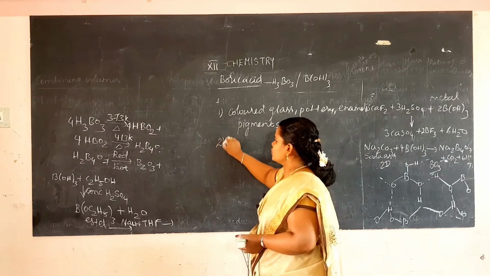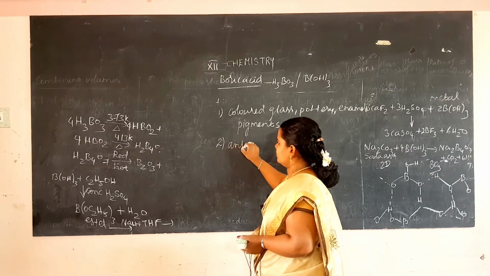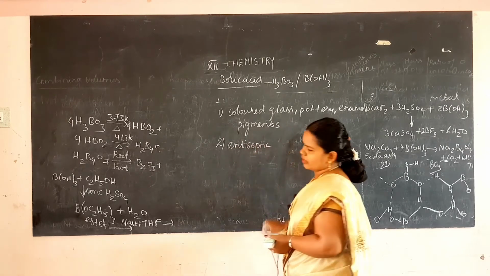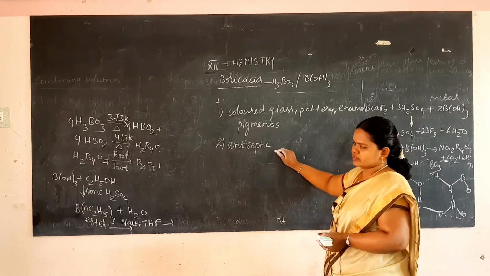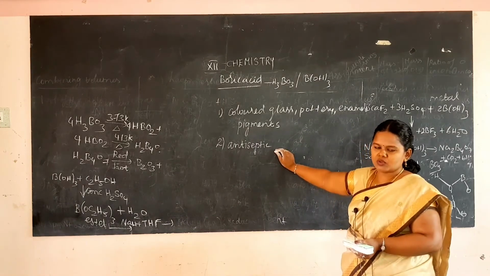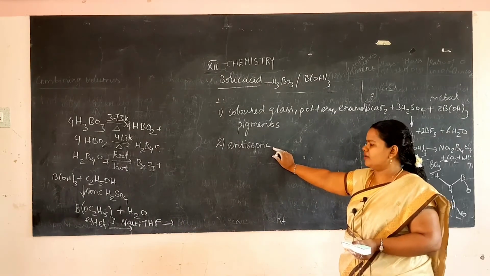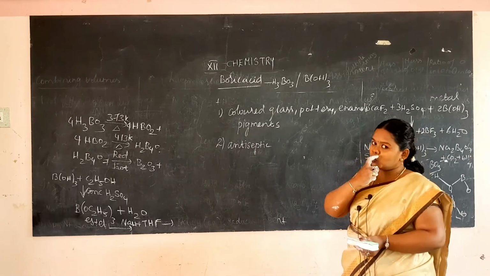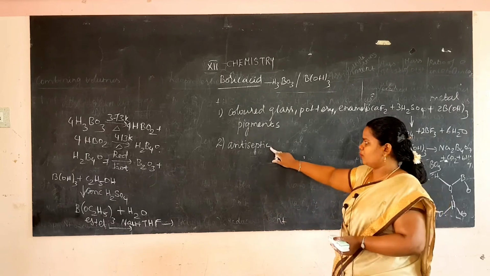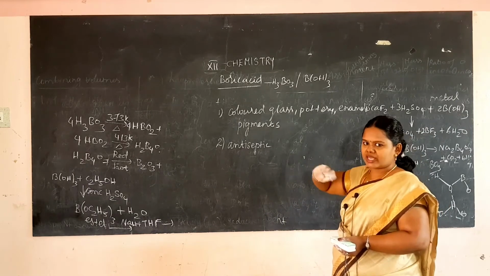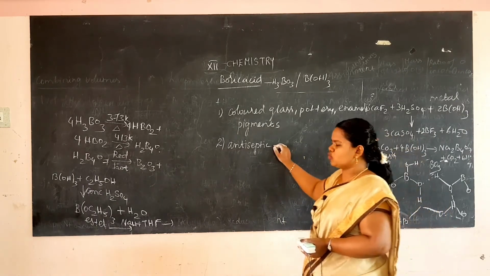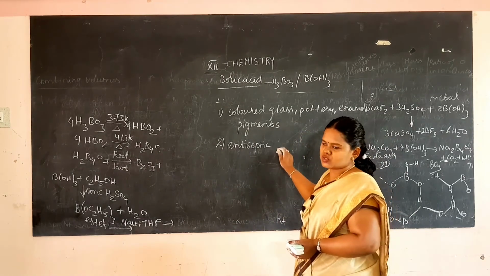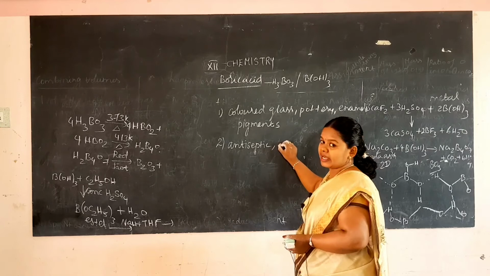Then it is used as an antiseptic. What is an antiseptic? To prevent the growth of microorganisms, we apply an antiseptic. In schools and elsewhere they keep boric acid powder, so when you have a wound or when you fall down, they pour this boric acid on the surface of the wound to prevent the growth of microorganisms. So boric acid is used as an antiseptic, and as an eye lotion also.